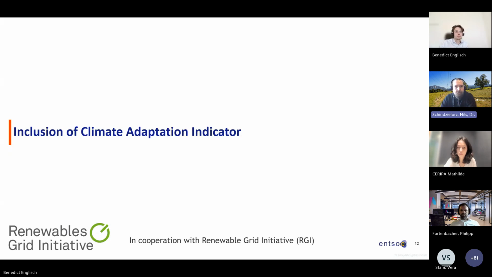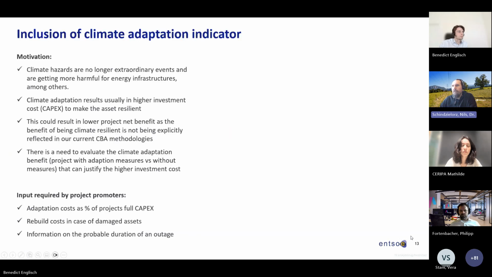I would like to express a specific thanks to the RGI for supporting us from almost the very beginning, because in the first steps we were thinking about the requirement which came from the TEN-E regulation, and then after the first round in the team we contacted the Renewables Grid Initiative and developed this indicator together. I would like to give you a short overview now. If you could push the next button, please.